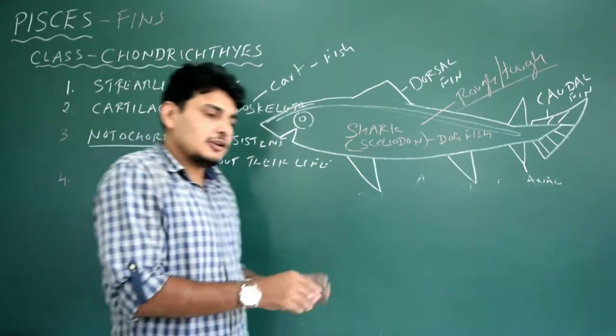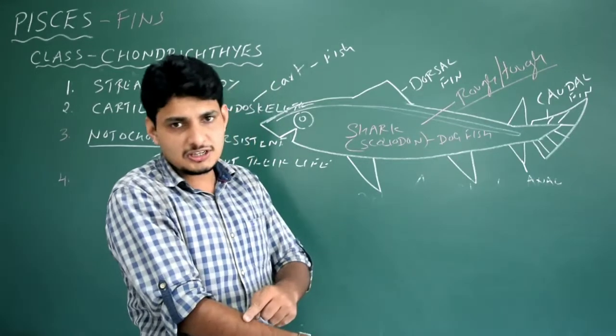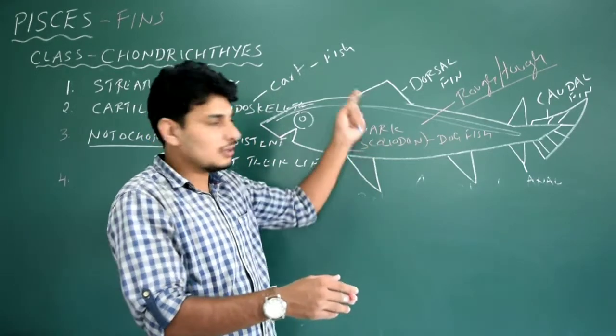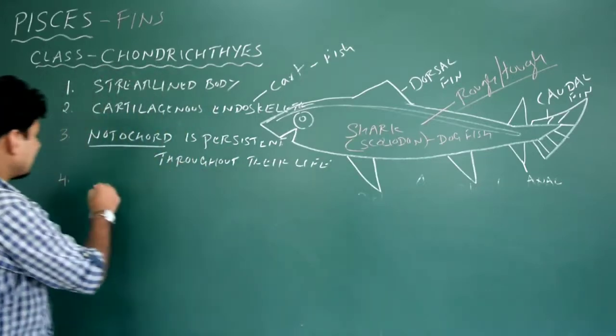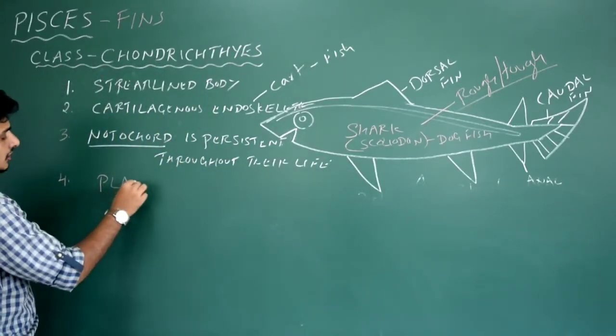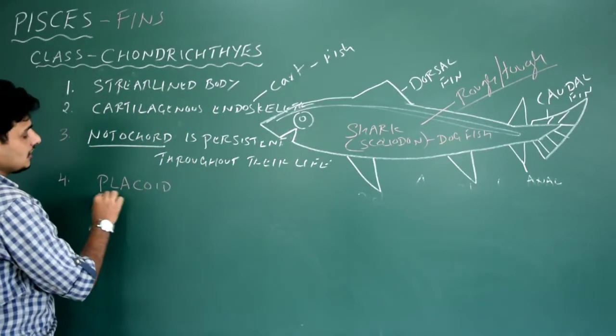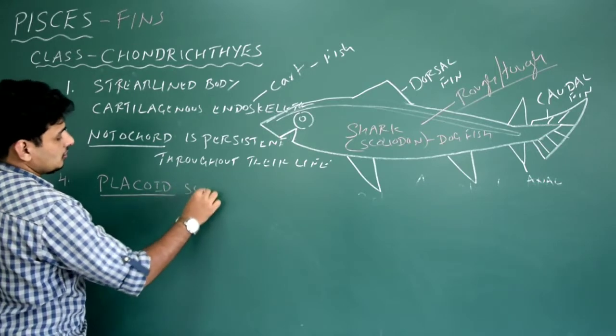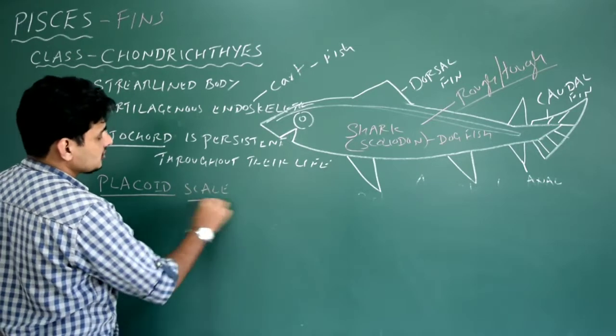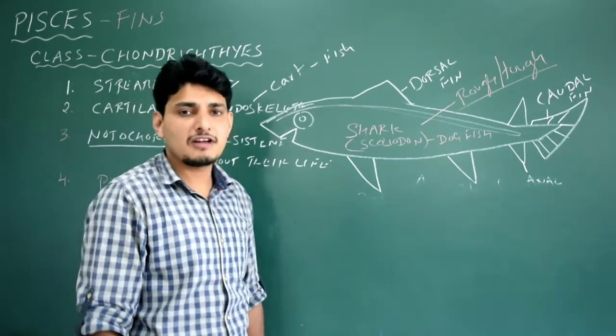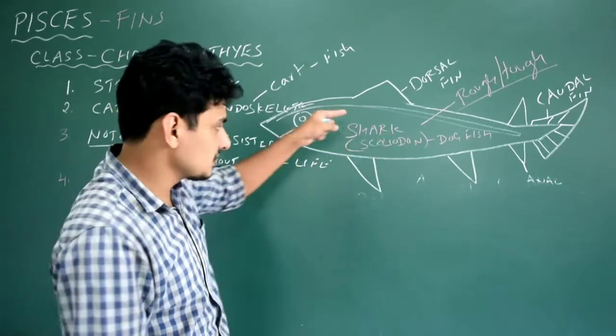See, in human beings we call this structure skin, but in the case of fishes we call that structure scales. In the case of Chondrichthyes, what type of scales do they have? Placoid scales. This is the term actually. Placoid scale is nothing but a very tough and rough scale. Got it? So this is the thing.